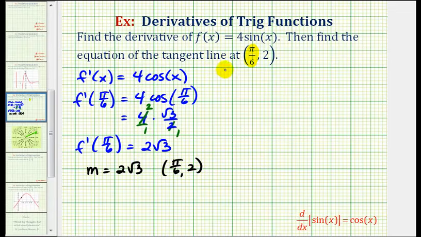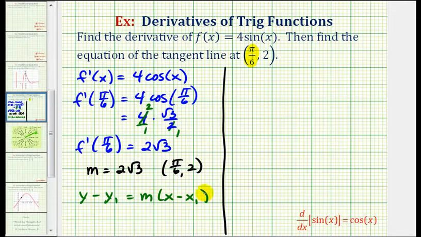So to find the equation of this line, let's go ahead and use the point-slope form of a line, or the form y minus y sub 1 equals m times x minus x sub 1, where m is the slope of the line, and x sub 1, y sub 1 are the coordinates of the point. So the equation of the tangent line would be y minus 2 equals 2 square root 3 times the quantity x minus pi over 6. So this is the equation of the tangent line in point-slope form.